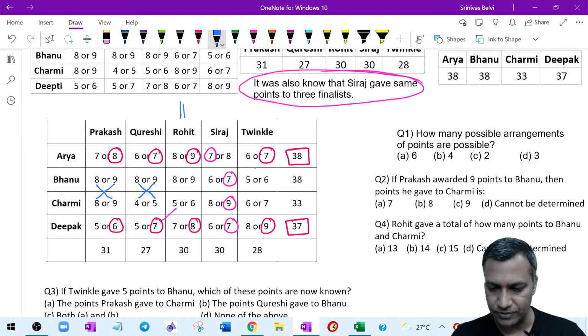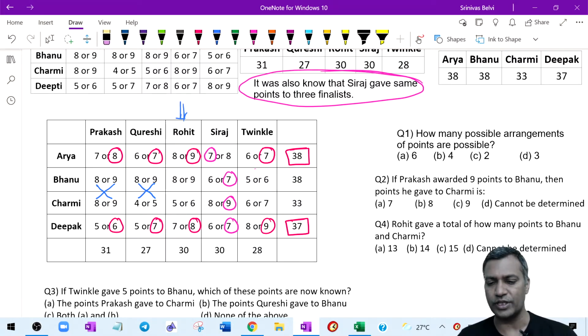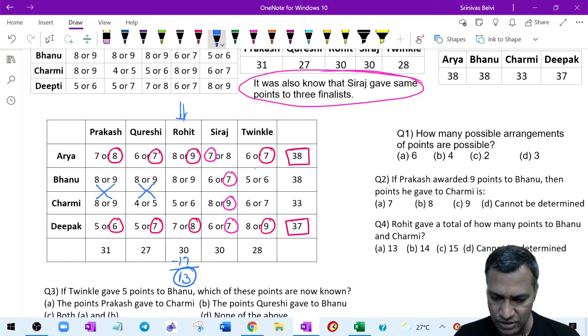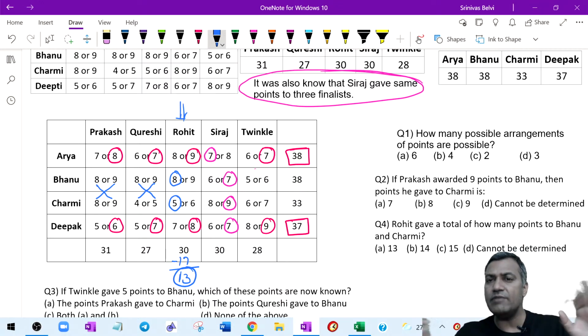Now let's go to Rohit. Let's try to understand how Rohit would work this. 9 plus 8 is 17. Out of 30, 17 are gone, which means how much is left? 13 is left. 13 can be done in how many ways? 8 plus 5, that is the only way. You should give 8 here, you should give 5 here. That is the only way to make this 13.